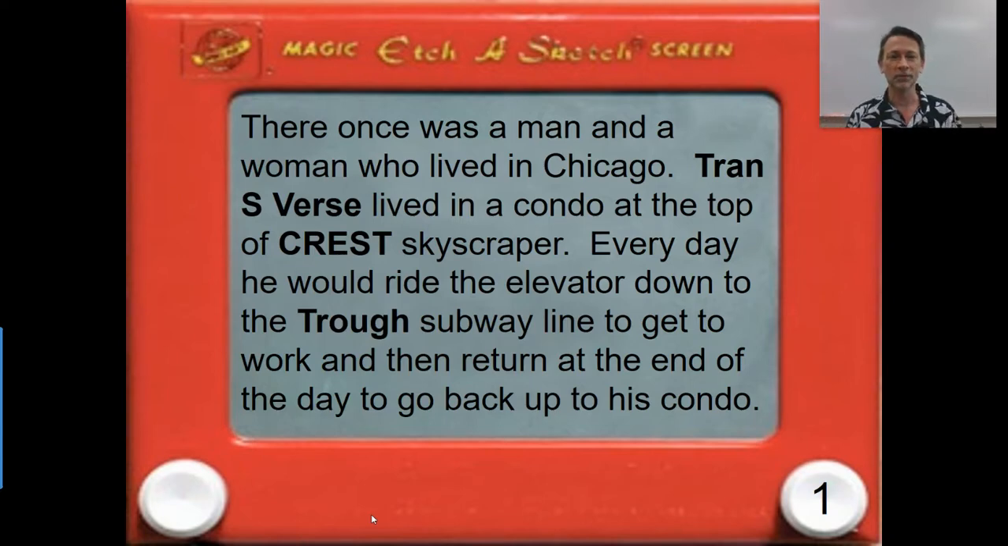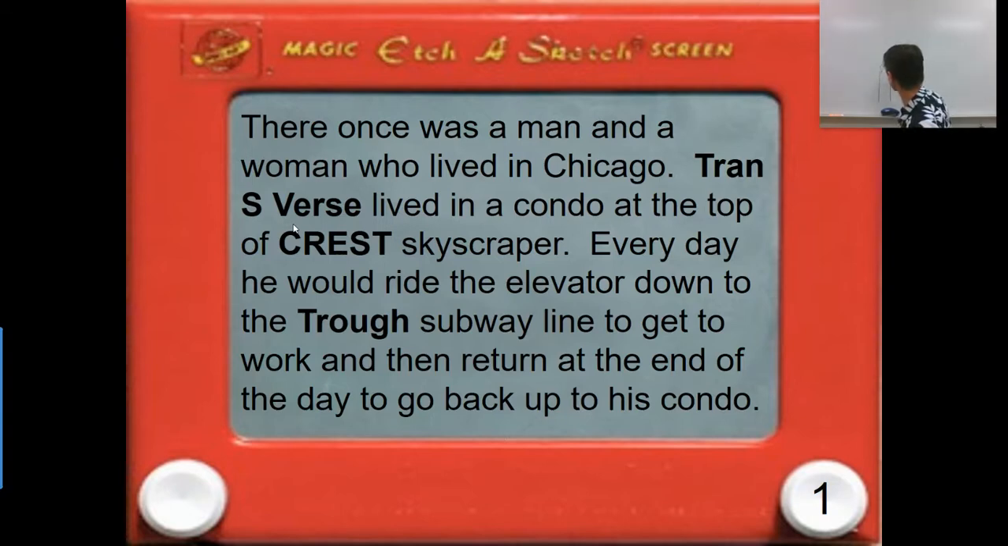So again, remember, you're drawing, you're illustrating this, and I put in bold the words that are the vocab words, so you can see these are the words that I want you to particularly focus on as you're drawing this picture. So I might draw a condo where I have maybe, here is the top of my condo at the Crest skyscraper, and I'm going to put Crest at the top of this, and I'm going to have Tran S. Verse up here.